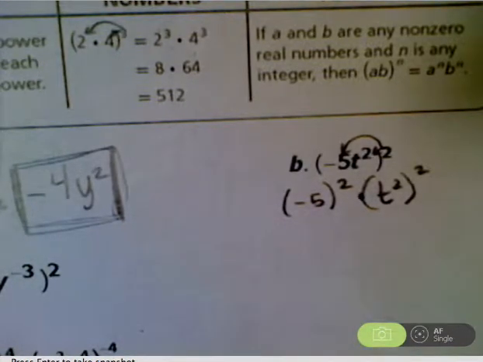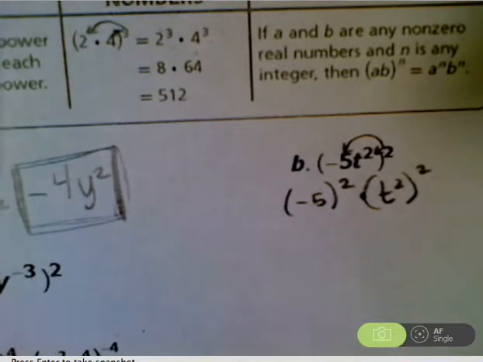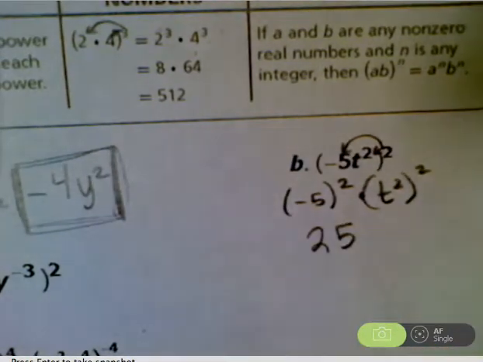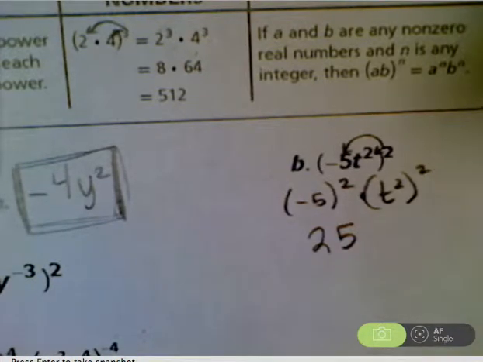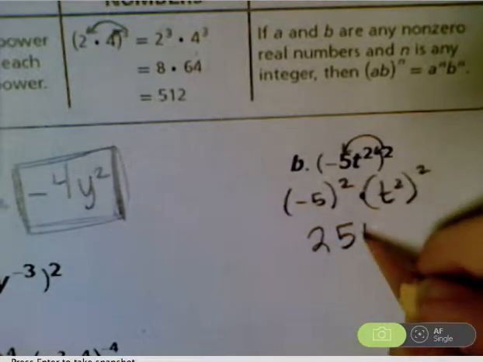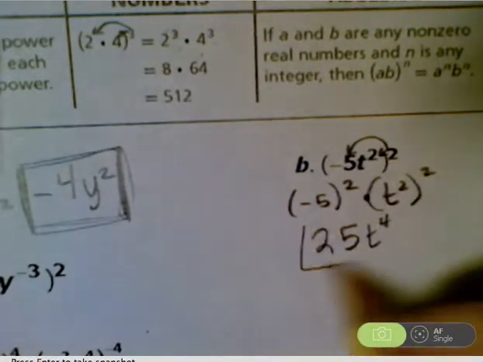So negative 5 squared is what? 25. No. t to the power of 2 squared is t to the power of 4. t to the power of 4.